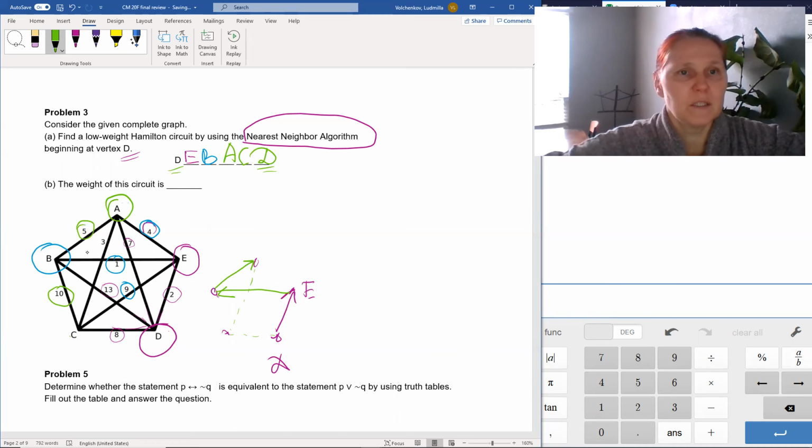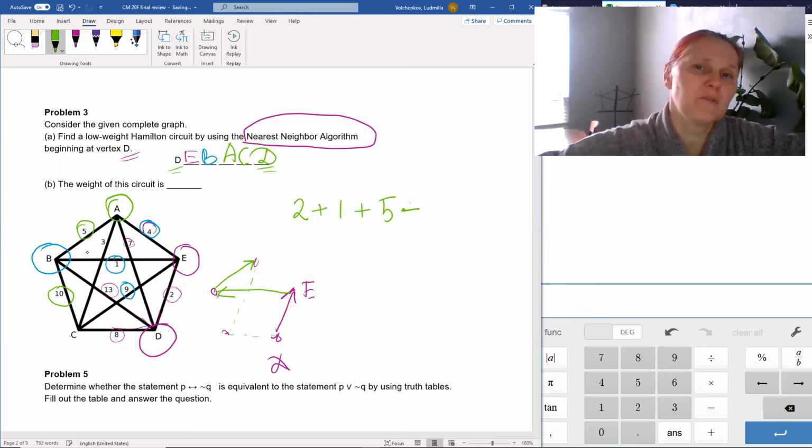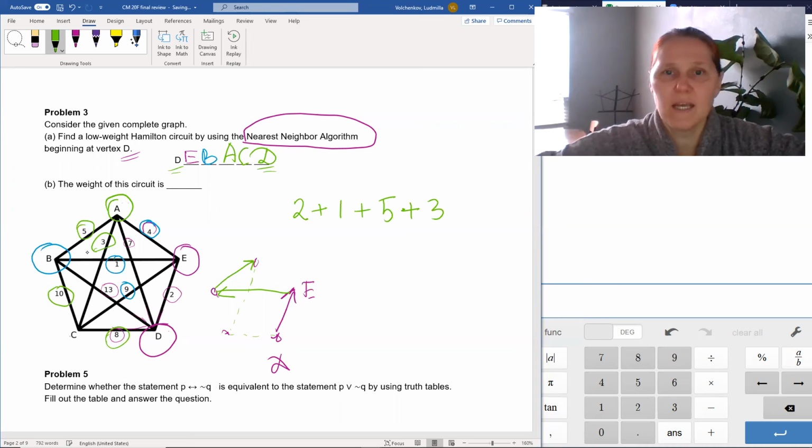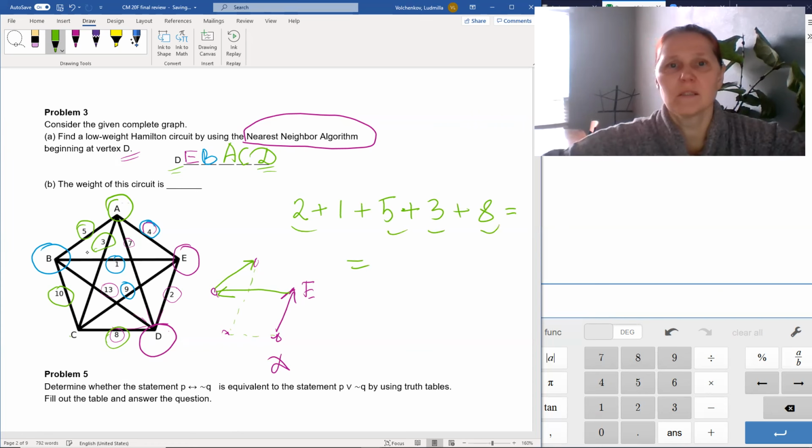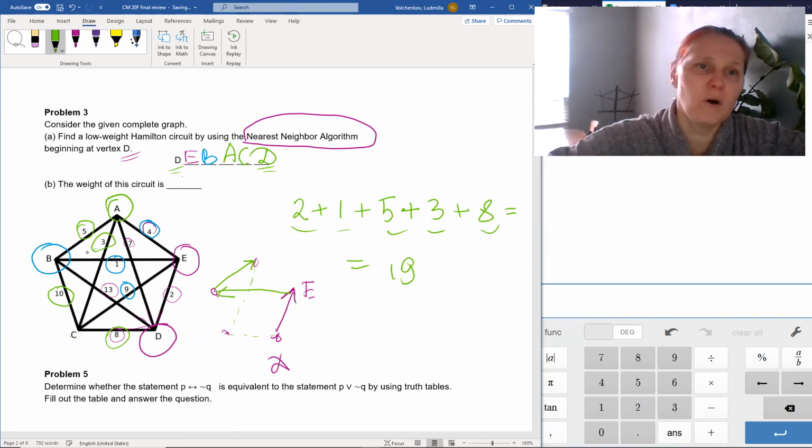And then we want to find the weight of the circuit. Yes. So when we start from D, we first have 2. Then from E to B, it was 1. From B to A, the weight of this edge is 5, plus 5. Then plus 3. And the last one plus 8. We add them together. So this is 10 plus 9, 19. The weight of this circuit is 19.